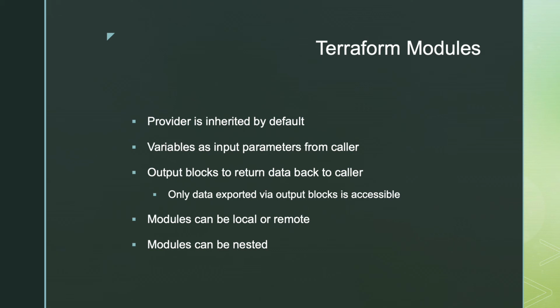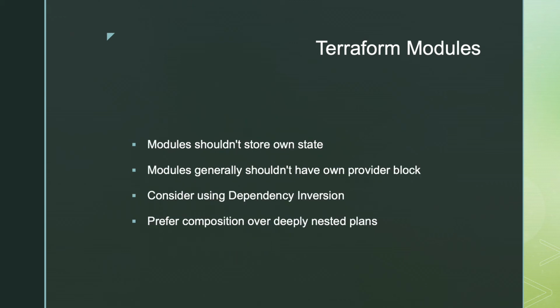Variables are the only way to pass values into a module, and output blocks the only way to get data back from it. Modules can be local or remote and can be nested. The components that the module creates and manages get saved in the calling plan state, so they shouldn't store their own. They generally shouldn't have their own provider block except in fairly rare circumstances such as cross-region or multi-cloud plans.